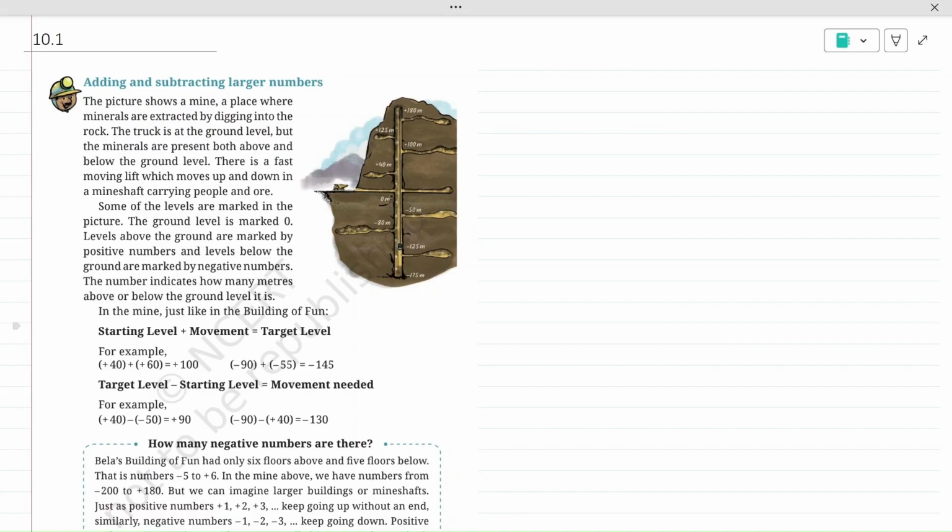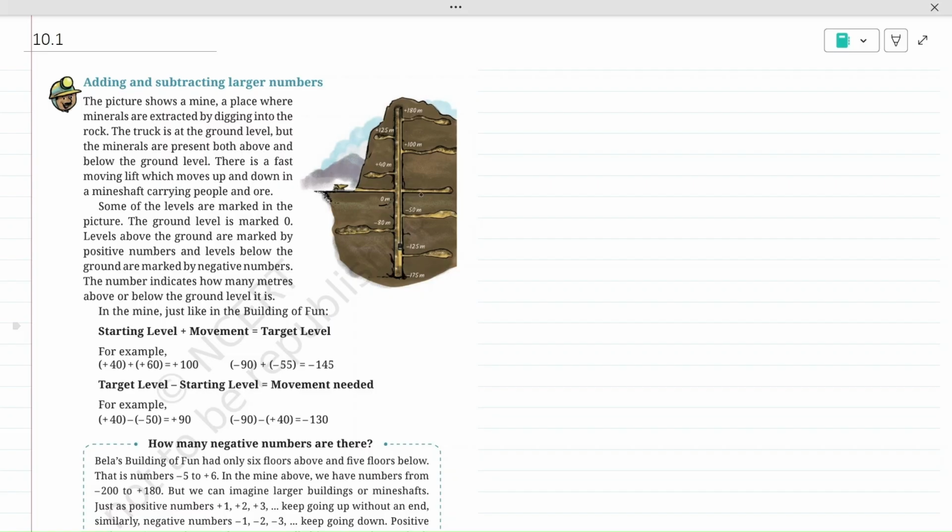Now there are minerals both above and below the ground level, and also at the ground level the truck is present. Now to move up and below in the mine there is a lift. So this vertical line, you can see it's a lift which can move up and down. Some of the levels are marked in the picture. As we can see, the ground level is at 0 meters. Levels above the ground are marked by positive numbers and levels below are marked with negative numbers. The number indicates how many meters above or below the ground level it is. So here the unit we are using is meters.